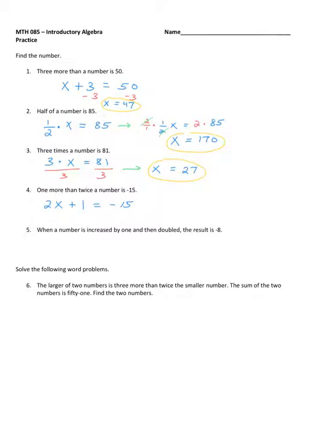Again, we're working with very simple equations here, but I would subtract 1 from both sides. This gives me that 2x is equal to negative 16. I would then divide both sides by 2 to give me my answer that x is equal to negative 8.